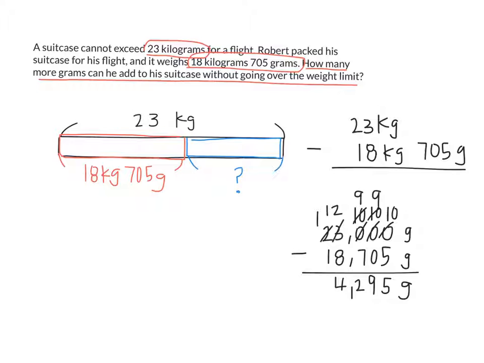4,295 grams. But I could express that in a different way. Those 4,000 grams could also be expressed as 4 kg, or in words, 4 kilograms. Good. And then 295 grams. Either one of those I would accept as correct.